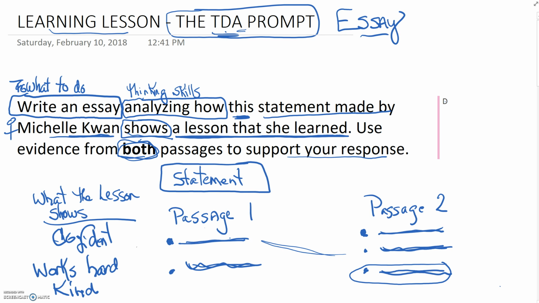So now, because of how the statement is set up, I've got a really nice little organizer for taking my notes, and I have a really nice way to do my writing now. When I do my writing, I can start off with my introductory paragraph by saying that after reading the paragraphs related to Michelle Kwan, she made a statement about a lesson that she learned. Actually, there were several lessons that she learned, and then I can talk about the lessons that were common in both, if there were any, and the ones that were only in passage 1 or passage 2, and bring it together. I have them all listed out where I can cite the evidence.